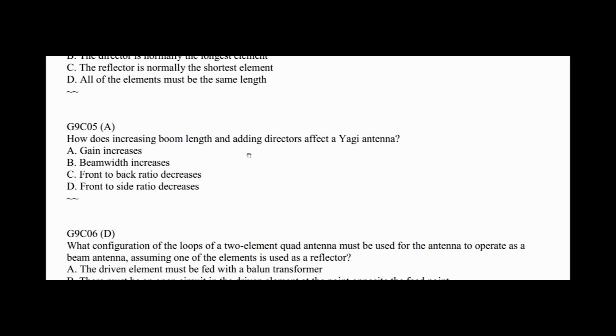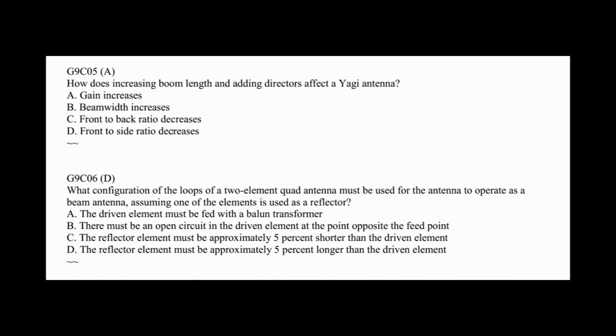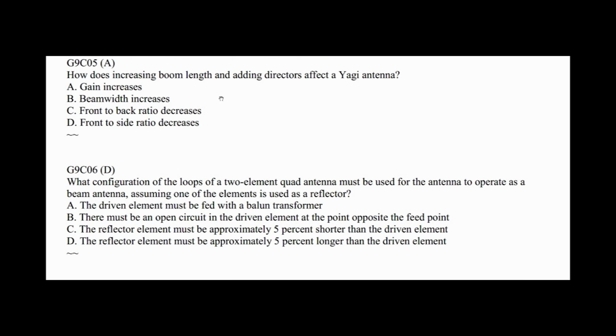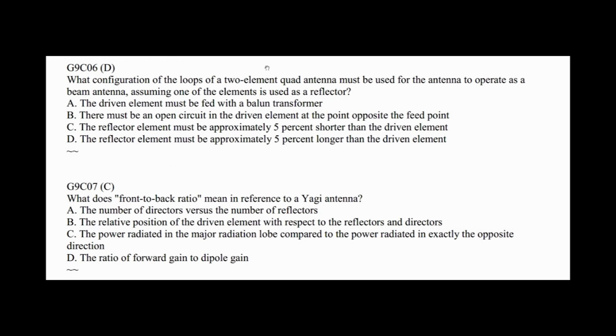G9C05, how does increasing the boom length and adding directors affect Yagi antennas? Well, it increases the gain. The bigger the antenna, the better the gain. More elements, generally speaking. That doesn't mean you can take a 20-meter Yagi with a 20-foot boom, which is about right. The optimal length for a 3-element Yagi on 20 is a 24-foot boom. So let's say you decided, all right, I've got a 24-foot boom, let's put 10 elements for 20 meters on there. It's not going to improve the performance. Lengthen the boom and add elements? Yes.